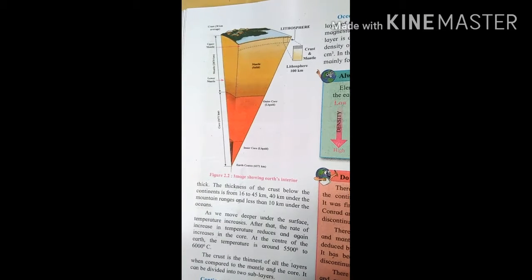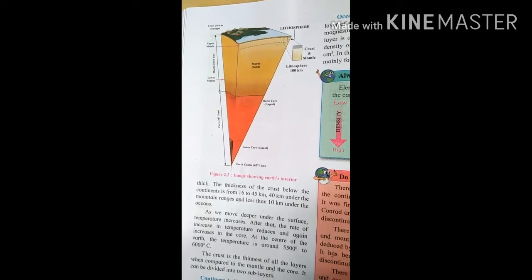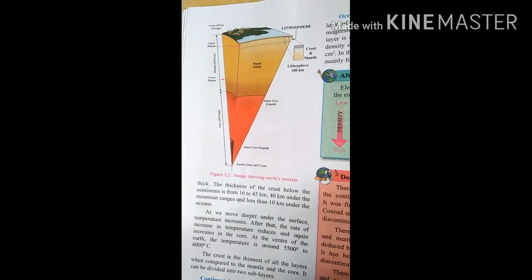Hi students, today we'll see the second part of the interior of the earth. In the last period we saw the crust. Two types are there, continental crust and oceanic crust. Now below that, which layers are there? Today we will study those layers.